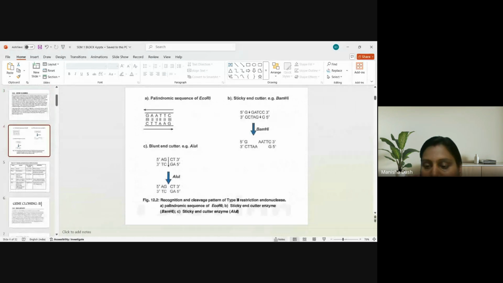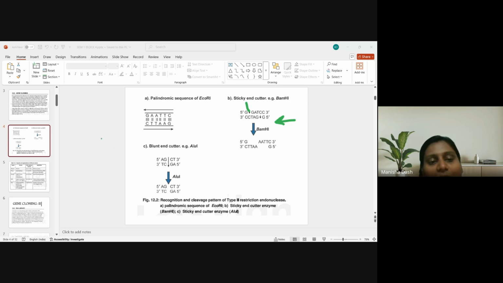Here, see, the site of cleavage is actually fixed. Here you can see. Where it is cutting in the 5 prime end, it is cutting after the G. So you have one segment that is 5 prime G, and the other segment is 3 prime CTTAA. Similarly, from this side, the cut is here after the G. The site of cut is exactly the same for both the strands.